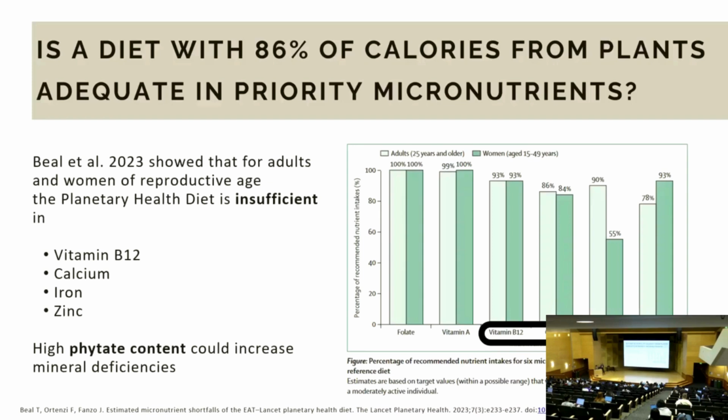But just as a teaser, he examined this Eat Lancet diet with a custom compiled database of foods from around the world and posed the question of, is this diet sufficient or adequate in the 6 priority micronutrients that are typically at risk for people around the world, or the most deficient? And this shows that vitamin B12, calcium, iron, and zinc were all inadequate when using this analysis, specifically and more so for women of reproductive age who have higher requirements based on the needs of those minerals for childbearing.